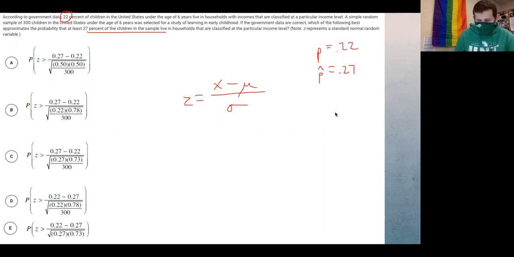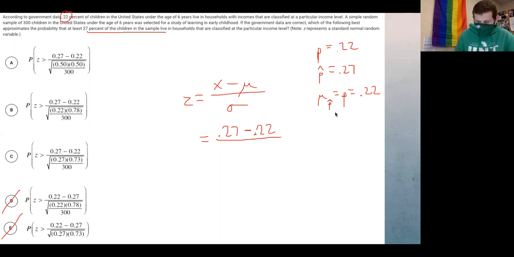Now the mean of a sampling distribution of sample proportions is the same as the population proportion. So this is going to be 0.22. So here's something I can plug in right away. The value of interest is 0.27, and the mean for this is going to be 0.22. Just with that alone, I can cross out 2 of my answer choices. If I know nothing else, I can rule out two of these.